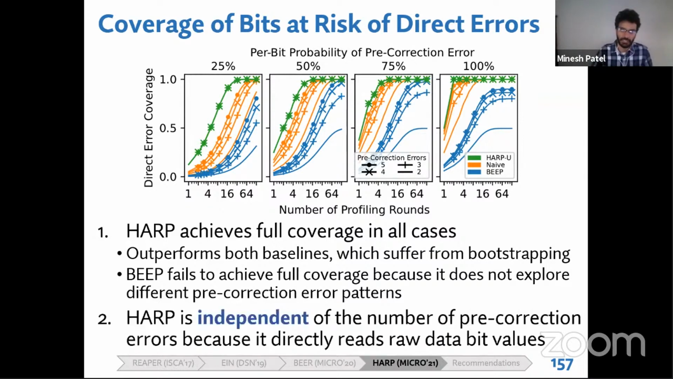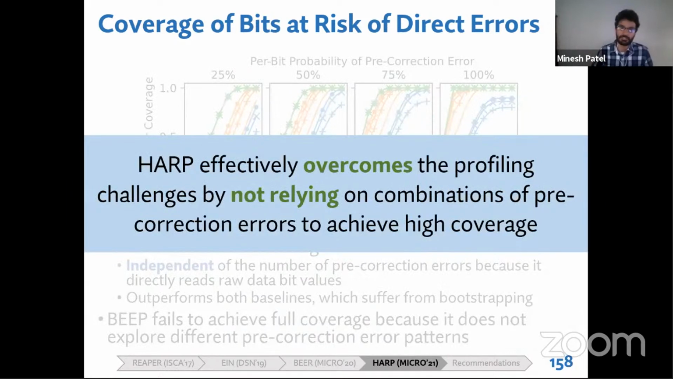The second observation that we make is that HARP is independent of the number of pre-correction errors that we inject, essentially shown by the markers for each of the lines. And this is very interesting because it directly shows that HARP is independently profiling each of the individual bits that are at risk of pre-correction errors without relying on different combinations of those errors. And so by independently identifying each of the bits, it doesn't matter how many bits there are, they're all profiled all at once. And so from this coverage analysis, we conclude that HARP overcomes all of the profiling challenges because it does not rely on combinations of pre-correction errors to achieve coverage.